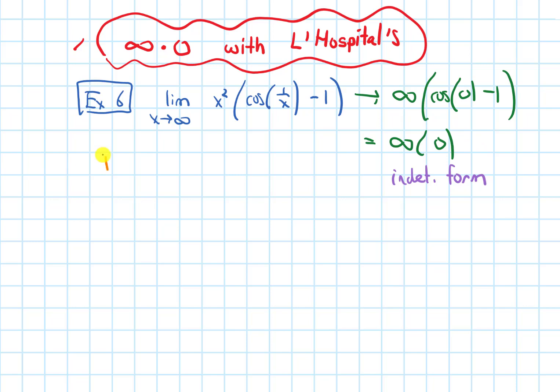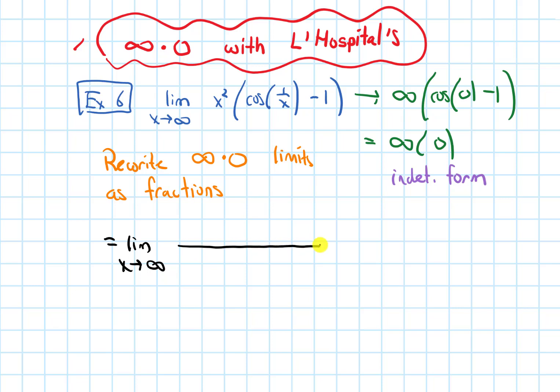What I'm going to try to do is rewrite my limit. And the general strategy is when we have an infinity times a 0 situation going on, rewrite these limits as fractions. So typically what we'll have to do is, if we don't have a fraction, we'll bring one of our terms to the denominator, and when we do, we'll reciprocal it. All right, so with our limit, we got the limit as x goes to infinity. So we're going to introduce a fraction.